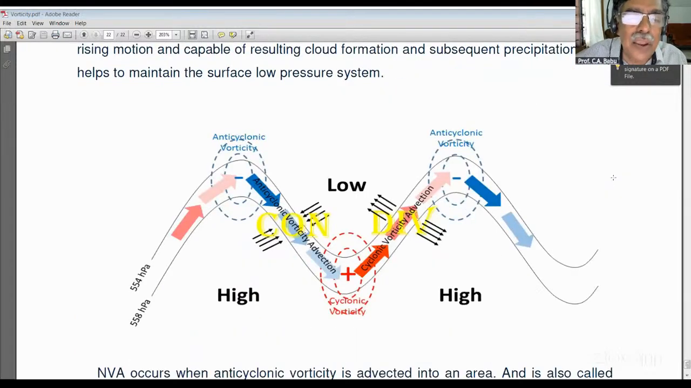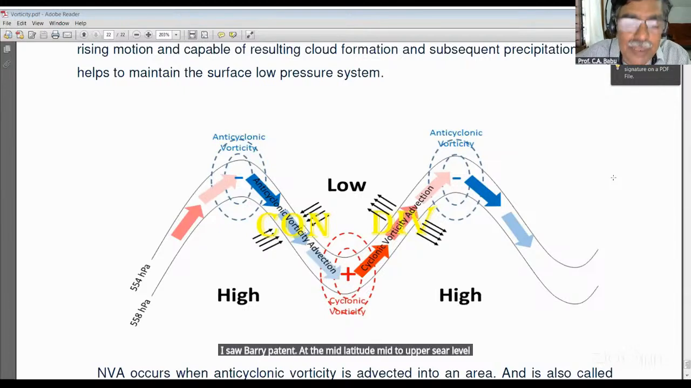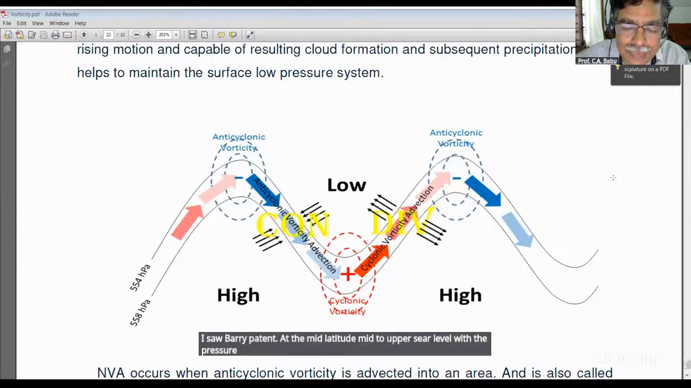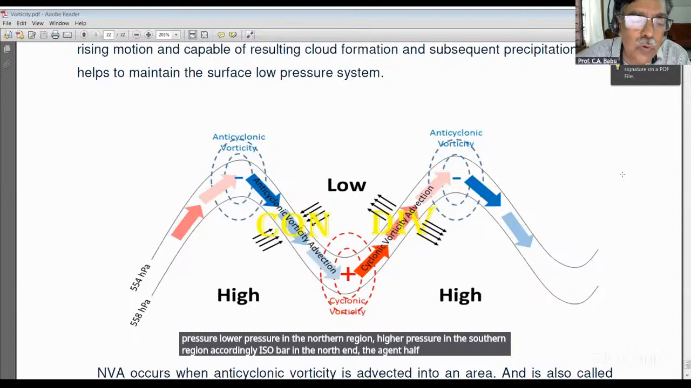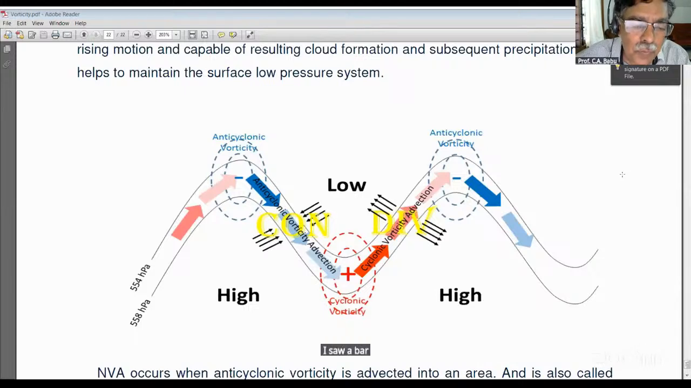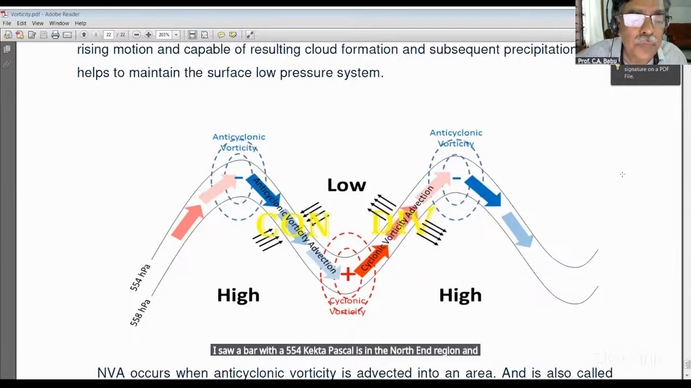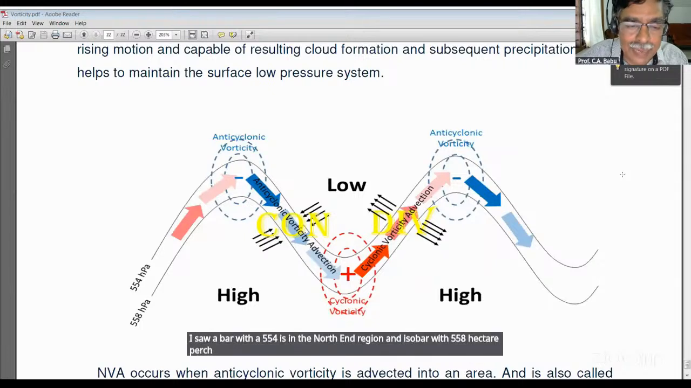Now, I invite your attention to a sinusoidal isobaric pattern at mid-latitude, mid-troposphere level, with lower pressure in the northern region and higher pressure in the southern region. Accordingly, the isobar with 554 hectopascal is in the northern region, and the isobar with 558 hectopascal is in the southern region.